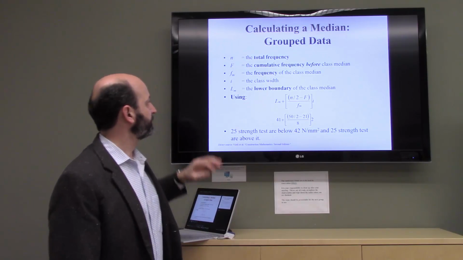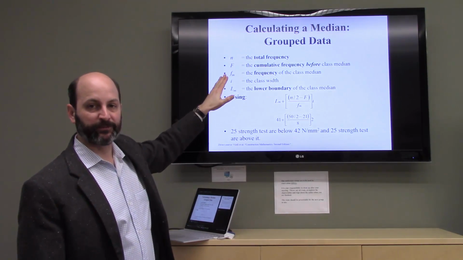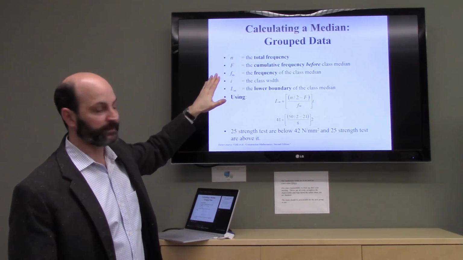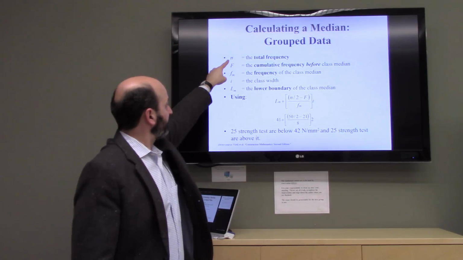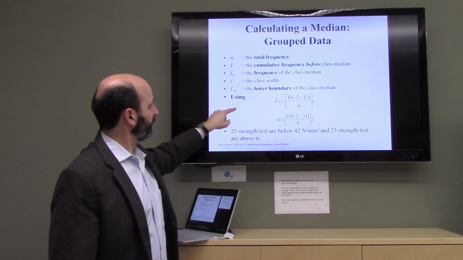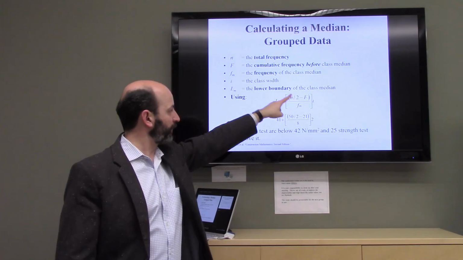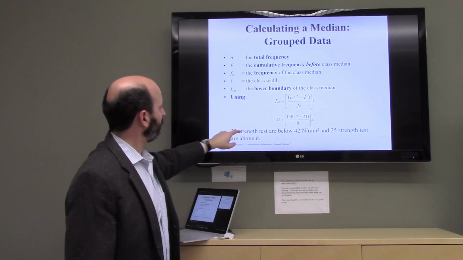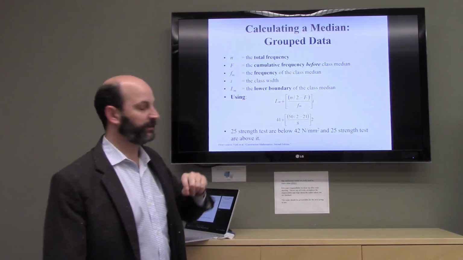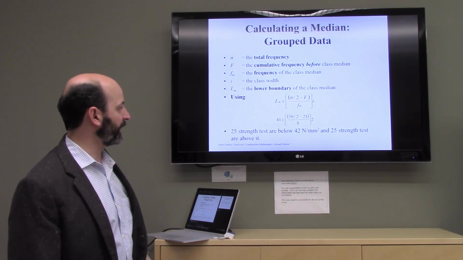Okay? Again, this is the formula I gave you just a minute ago on calculating the median for grouped data. Based on these items here, we can fill in our formula. Here's our formula again. We know that the lower boundary of the class median is 41. Now, how do we know that?